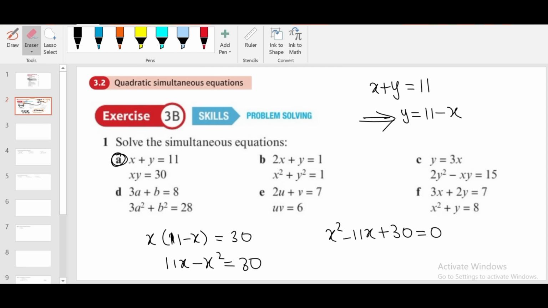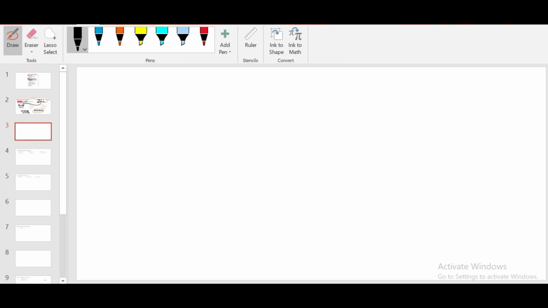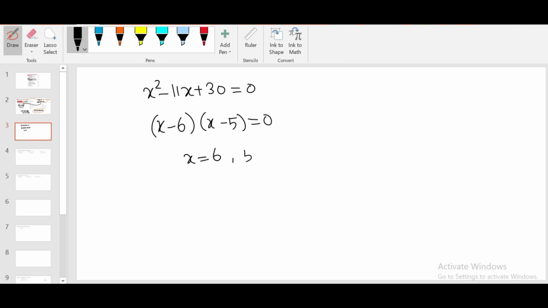So here we got a quadratic equation, and I'm going to solve it: x squared minus 11x plus 30 is equal to 0. You can use your calculator to solve it, but don't write the solution straight away. You need to write a step here. 6 times 5 is 30. So (x minus 6)(x minus 5) is 0. x is equal to 6 or 5.